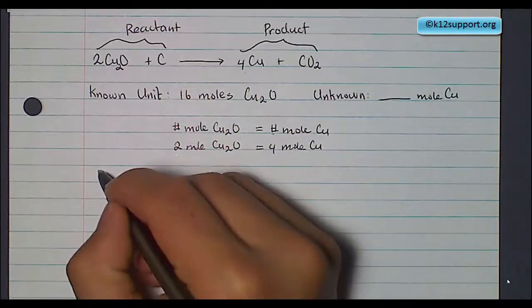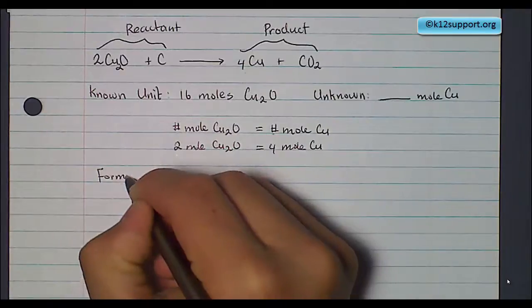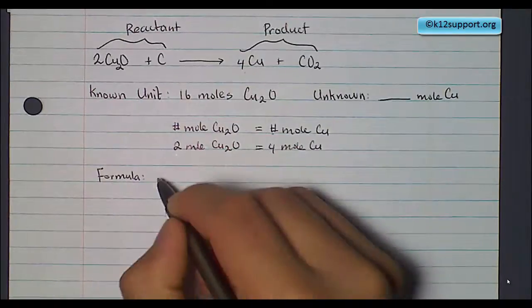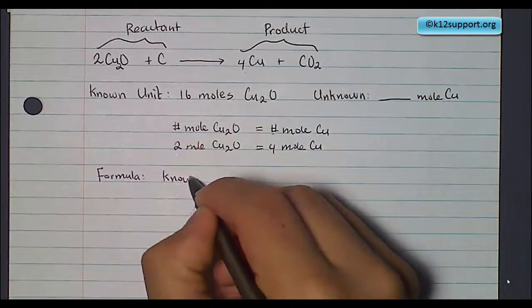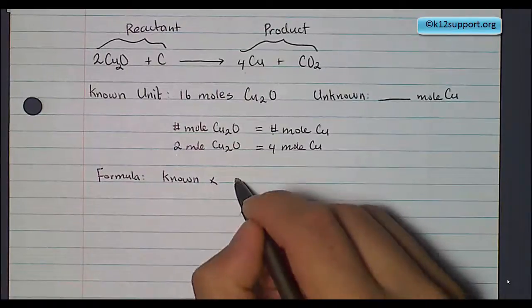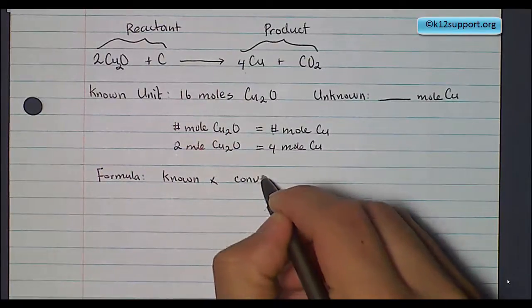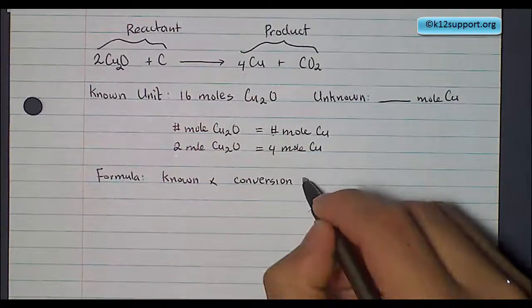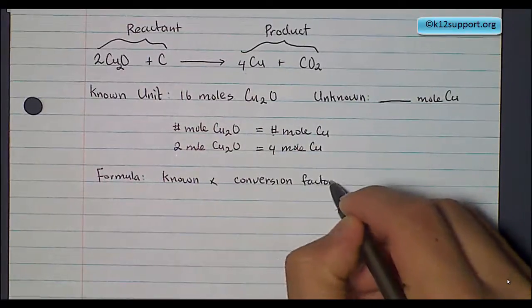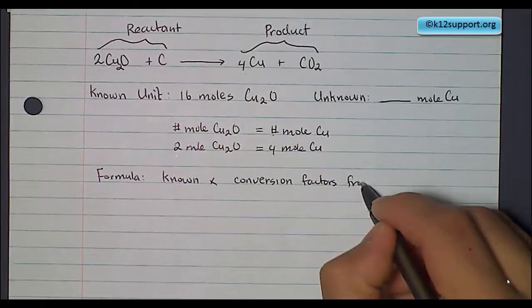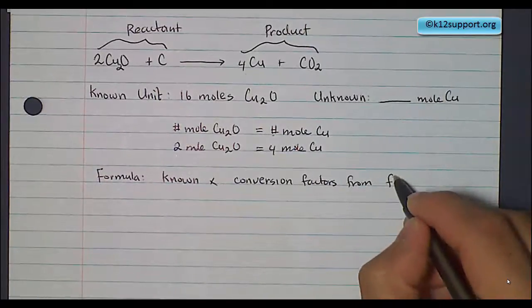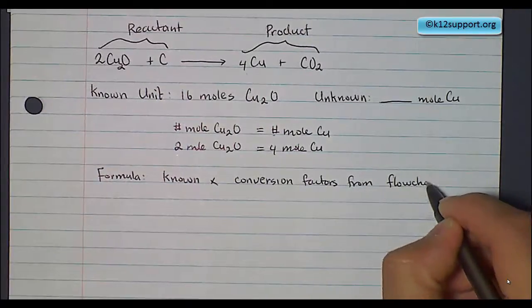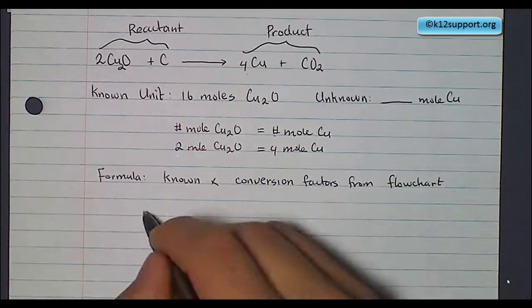The formula that you will use to convert from your known unit to your unknown unit is basically you start from your known, times the conversion factor from your flowchart. Thinking back about the flowchart we looked at earlier, we only multiply 1 conversion factor, because it only takes 1 step to convert from moles of A to moles of B.